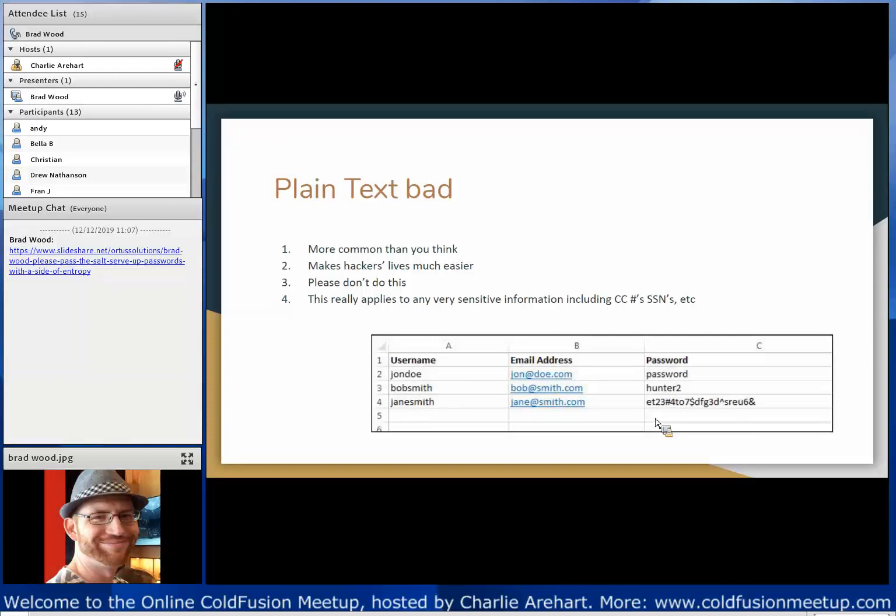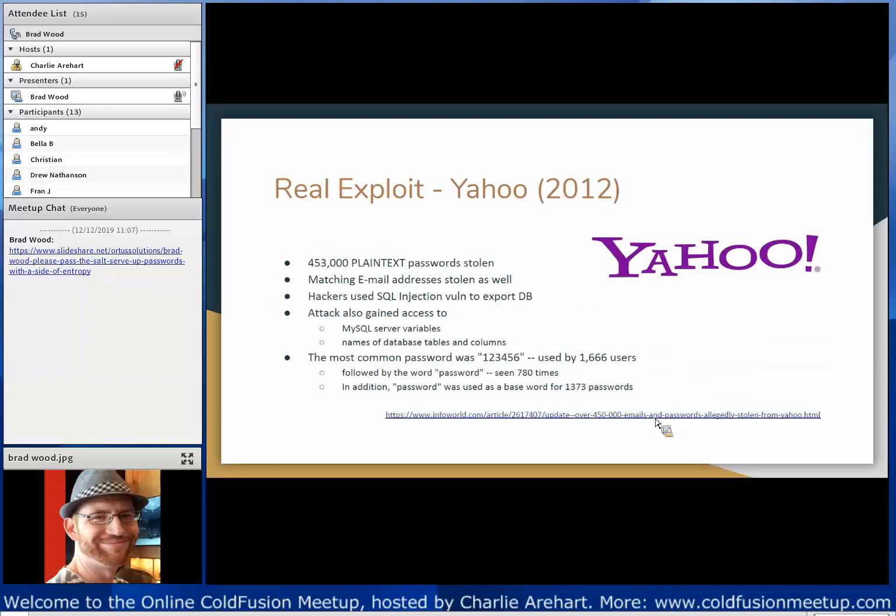Please don't do this. There's people who still do this. Stop doing it, right? And honestly, it doesn't have to just be passwords. Plain text data could include credit card numbers, social security numbers, any personal sort of sensitive information that if a user was to have that information stolen, someone could steal their identity or access other parts of their life. But don't do that. Plain text bad. So we're going to talk about some real exploits.